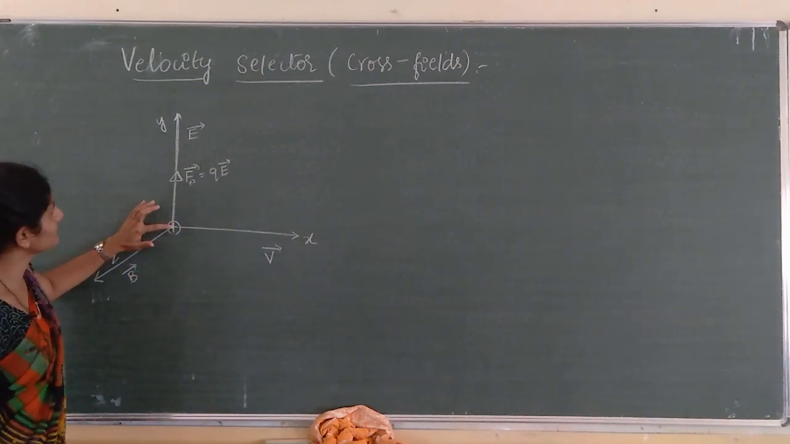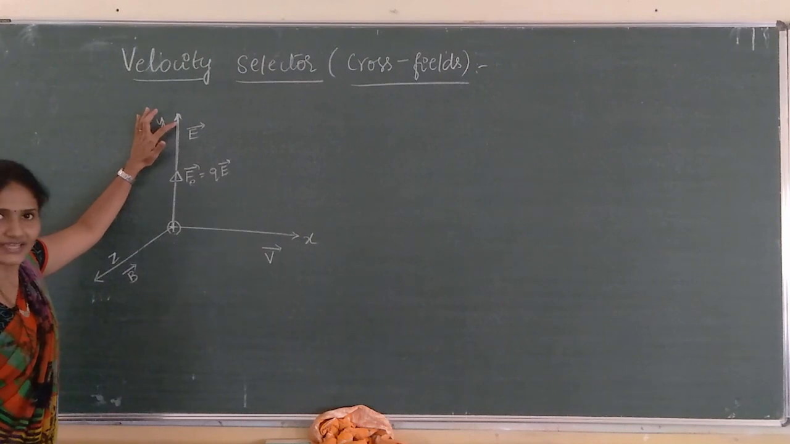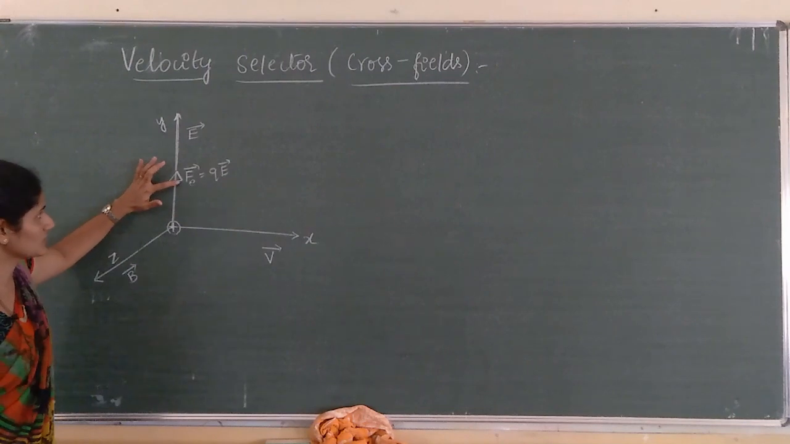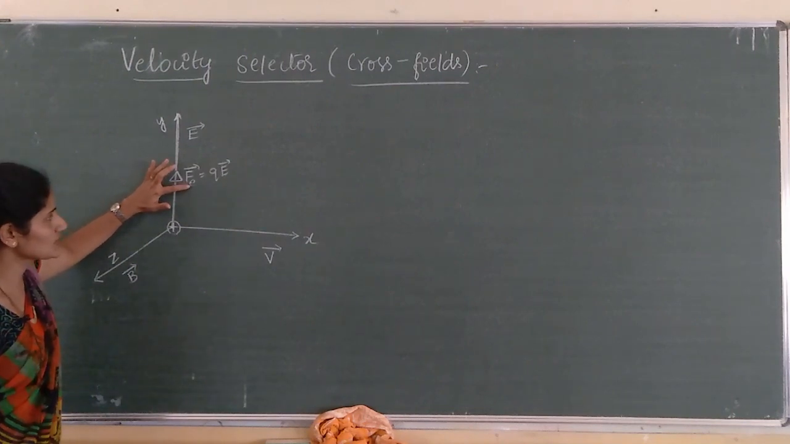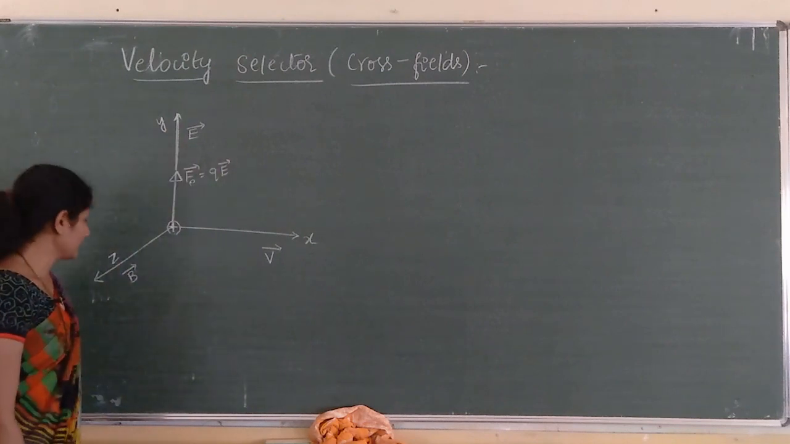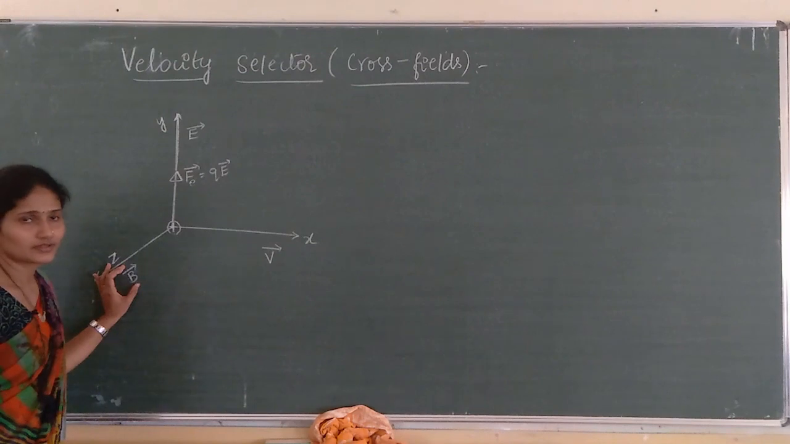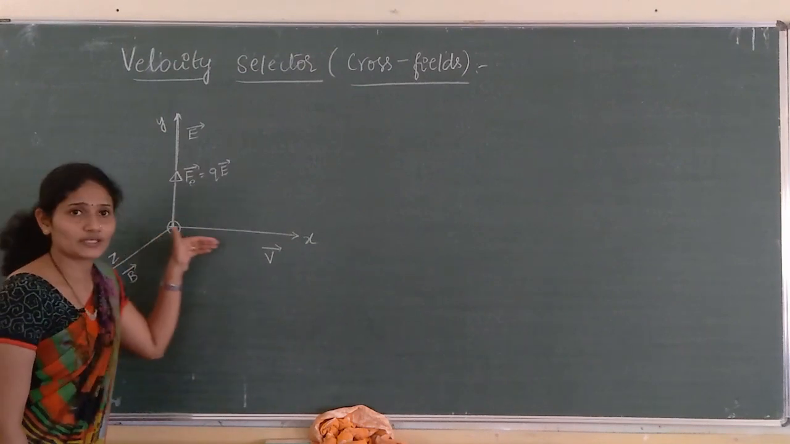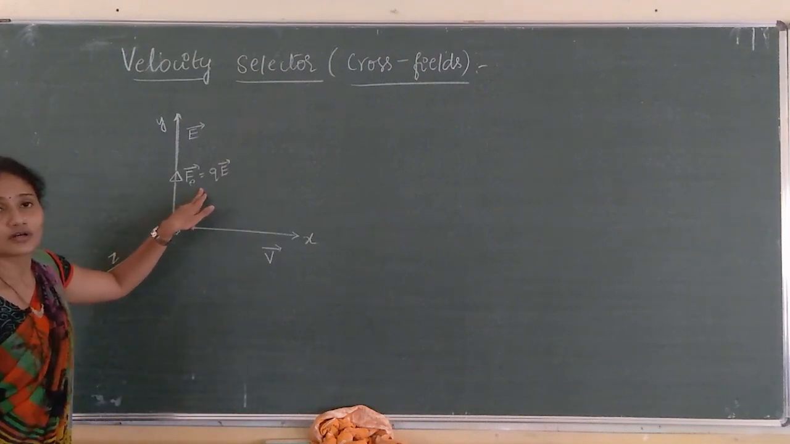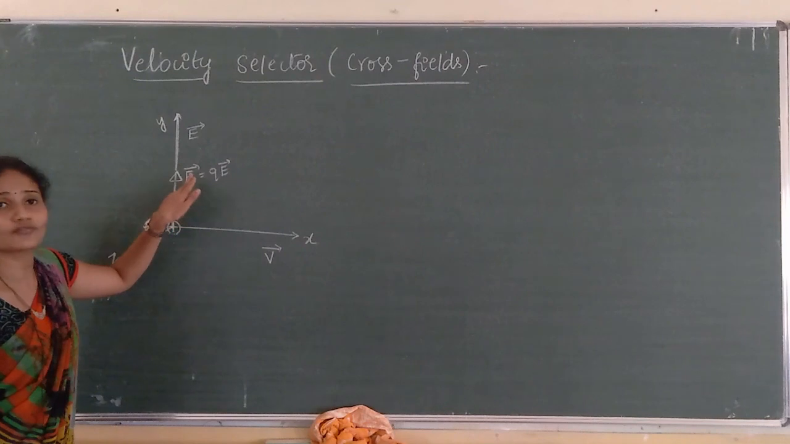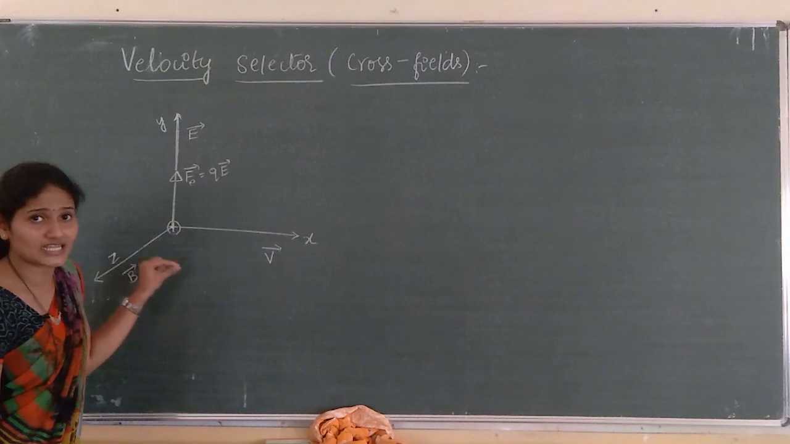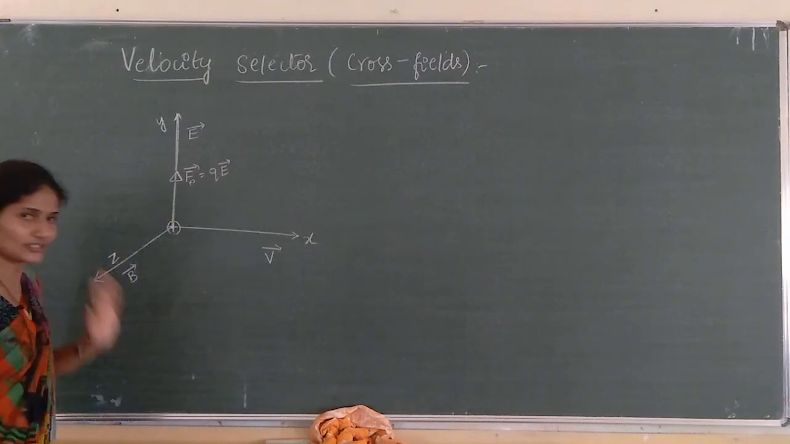We have taken the electric field along the y axis, therefore the force due to the electric field will also act in the same direction. So this is the direction of force due to this electric field, Fe is equal to QE. There is also a magnetic field. This charged particle is moving in the presence of both electric field as well as magnetic field. So this is the expression for force due to the electric field.